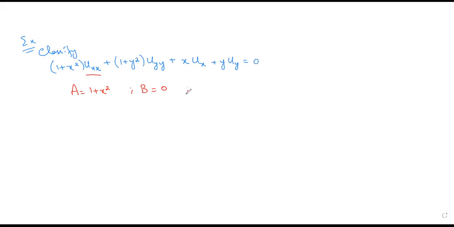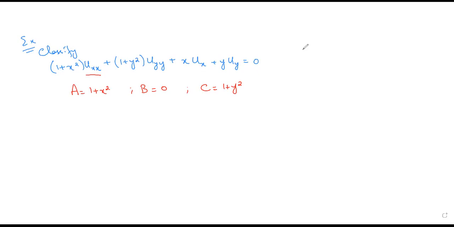So we can say the value of b is 0, and the value of c is basically 1 plus y square. So you have the values of a, b, and c. The rest of the values are useless for the classification of the second order partial differential equation. We just need the values of a, b, and c. I repeat this sentence in every example because sometimes students get confused. You must know that we are classifying the second order partial differential equation, so we just have to evaluate a, b, and c, which are the coefficients of the second order partial derivatives.